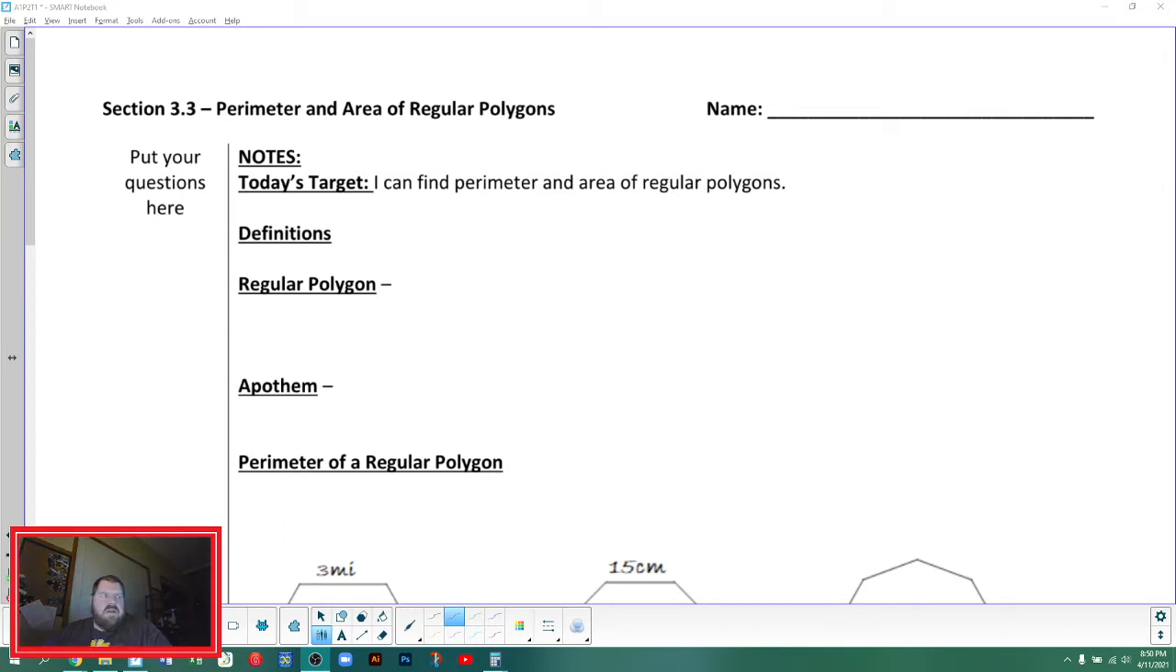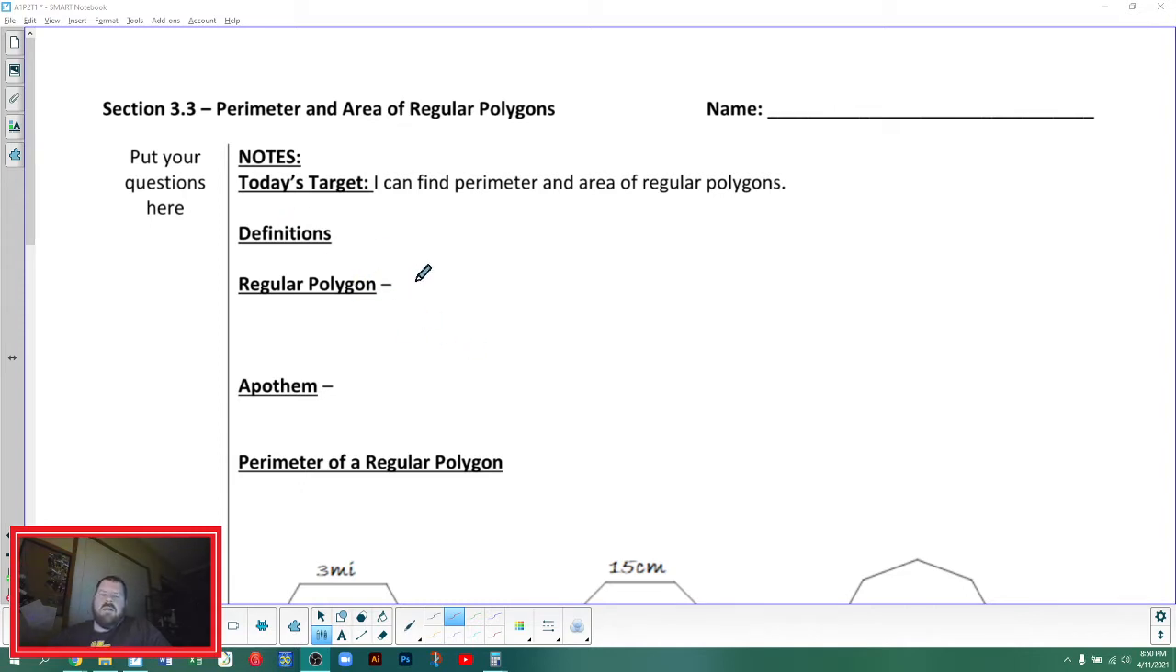Okay, this is a pretty key point in geometry, to be able to find the area and perimeter of these, and it's a little bit harder than what we've dealt with already. So let's go ahead and jump right in and get started. For starters, we want a couple definitions.